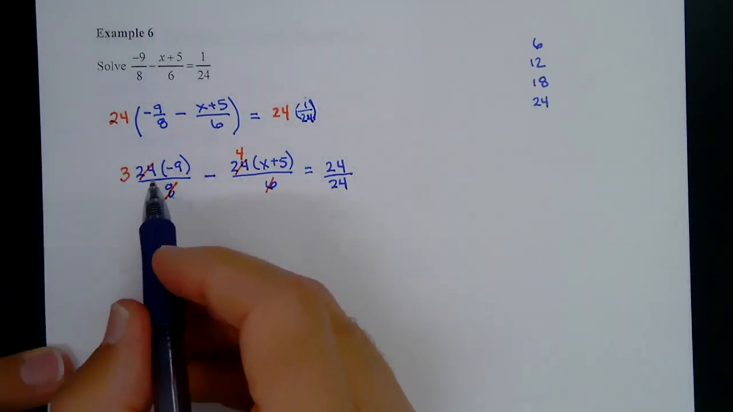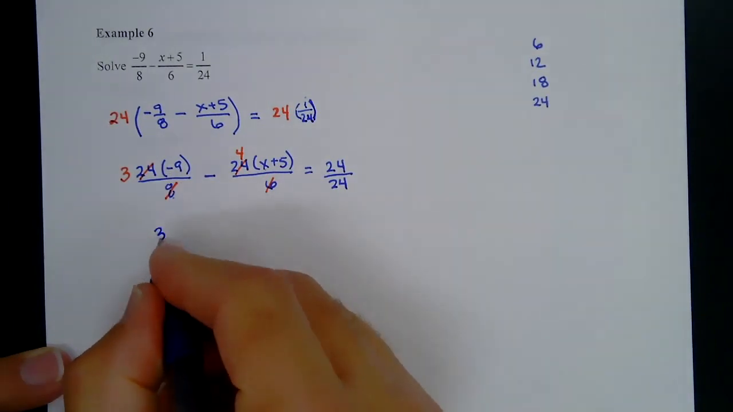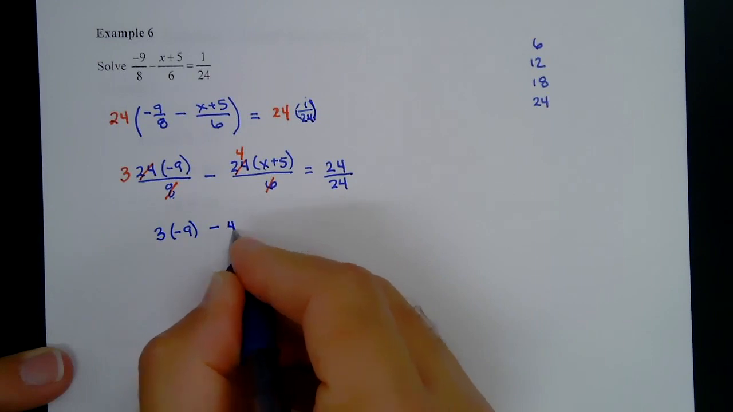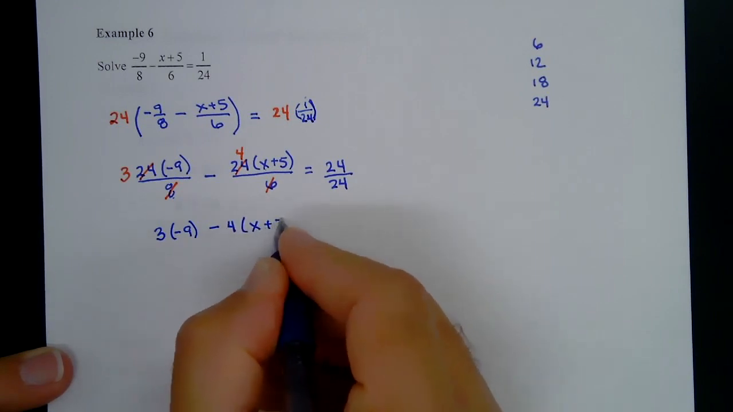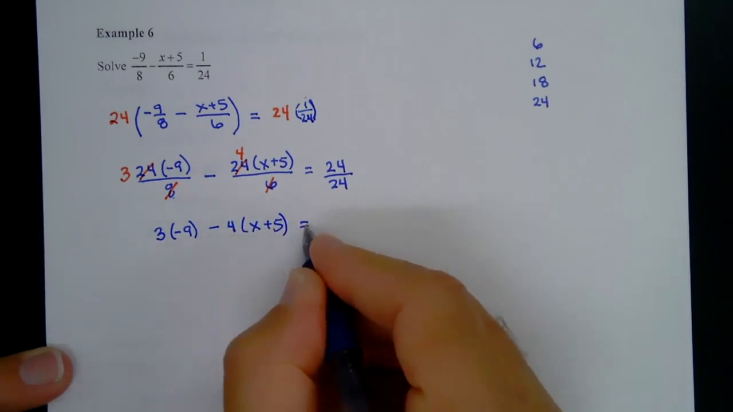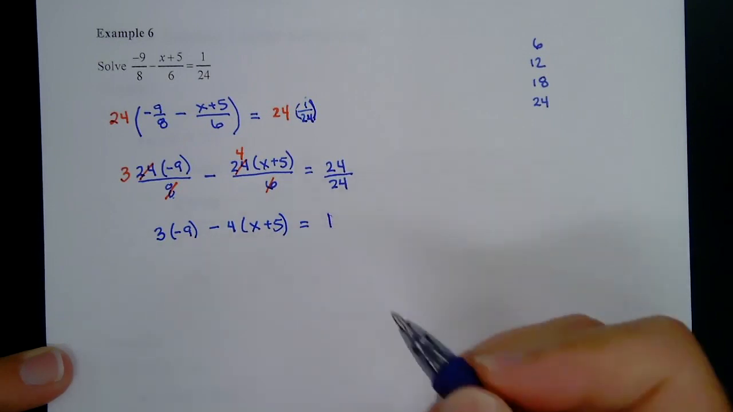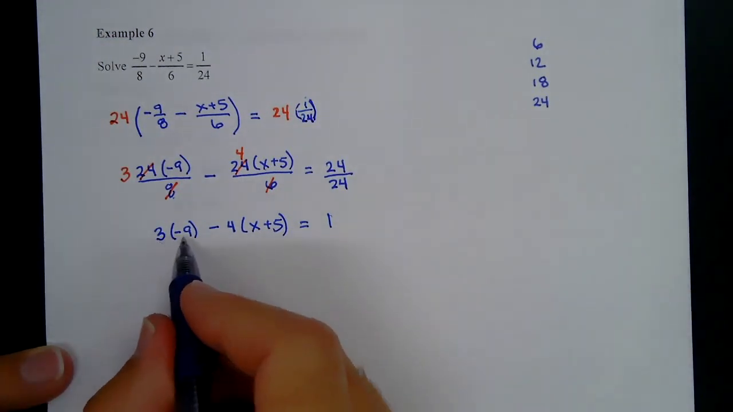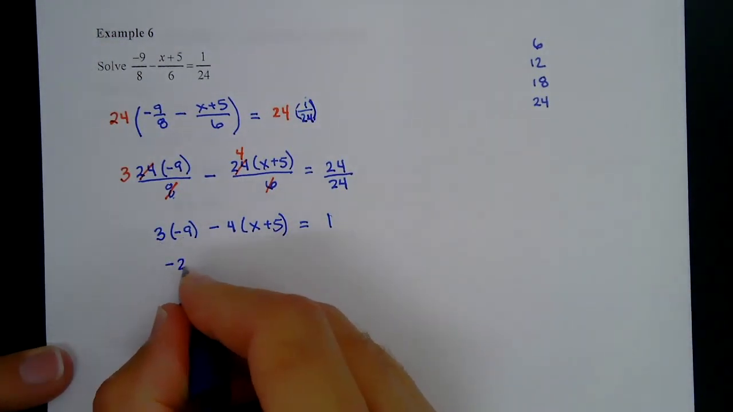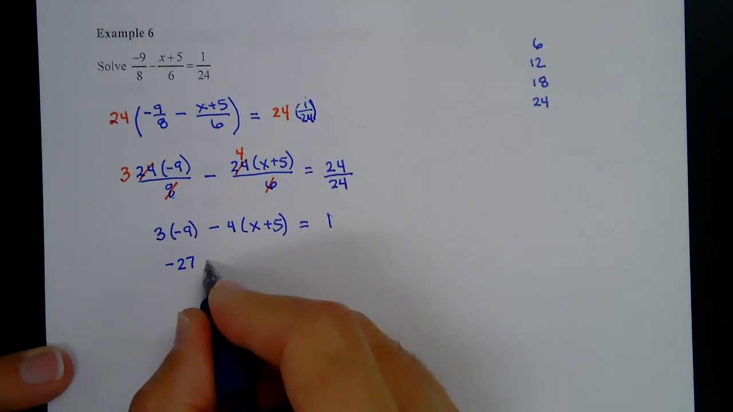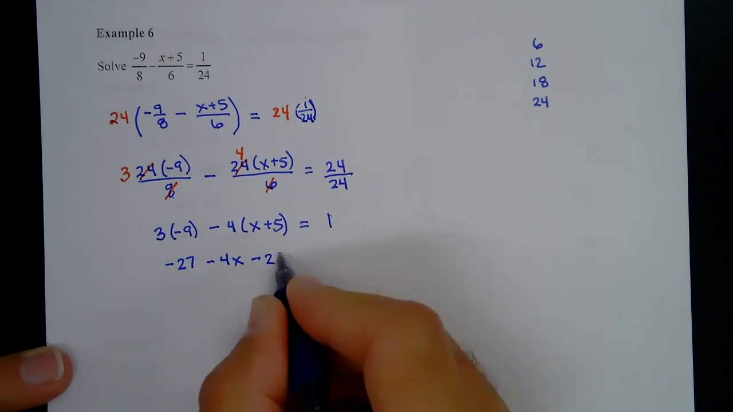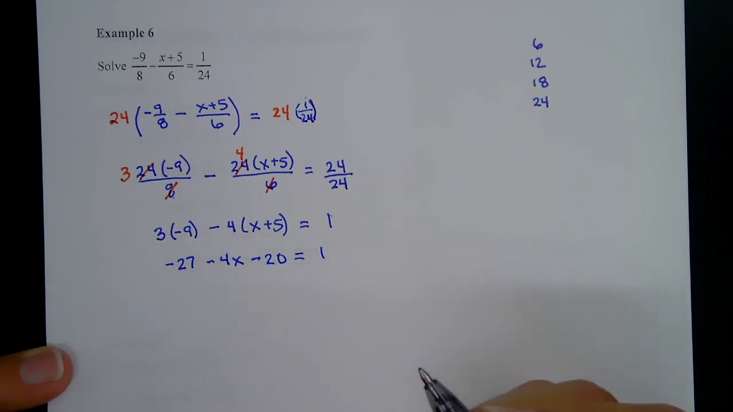So what we have now is 3 times negative 9 minus 4 times x plus 5 equals, and then this would just be 1. And from here, it's going to be a fairly straightforward problem now. So 3 times negative 9 is negative 27. Negative 4 times x is negative 4x. Negative 4 times 5 is negative 20, is equal to 1.